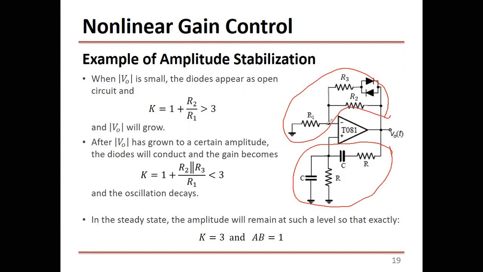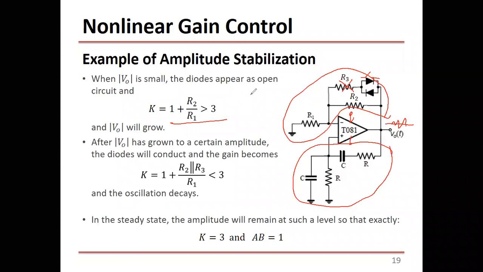So what's gonna happen? Once you connect the circuit and you apply the VCC and VEE to the amplifier, the output will start growing from a small value, right? But since the output here is very small, these two diodes are reverse biased. So they are open circuit, okay? Now, if the two diodes are open circuit at very small output values, then R3 is not included in the circuit. And the gain is calculated this way, which is going to be greater than 3.